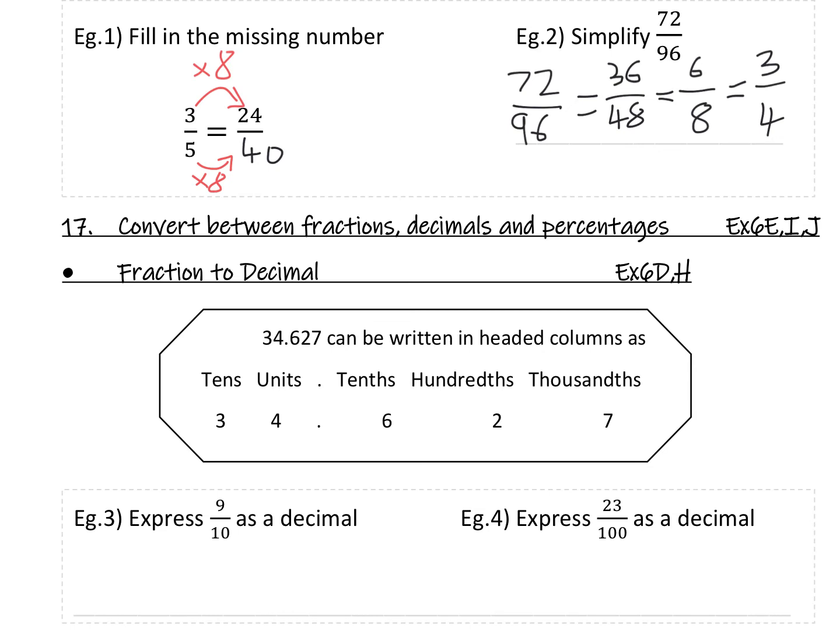Well, 9 tenths as a decimal. The tenths column is here, so you'd have a 9 in that column. And that gives 0.9.